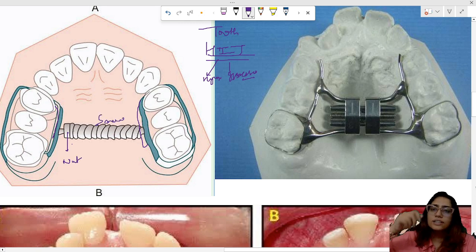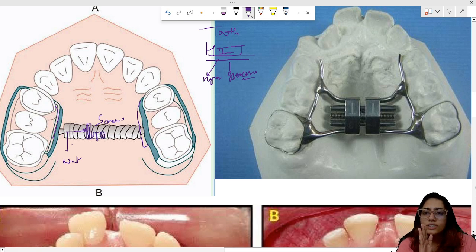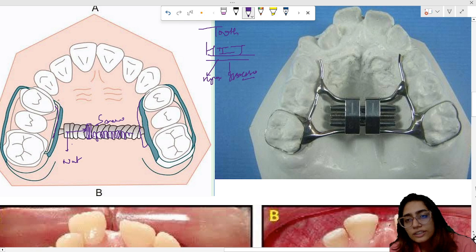So this nut is activated, pulled more towards the inside, such that the spring becomes more activated, more compressed, and therefore gives a rebound force on the posterior segments in order to cause the expansion. So this appliance is the Isaacson appliance, right?